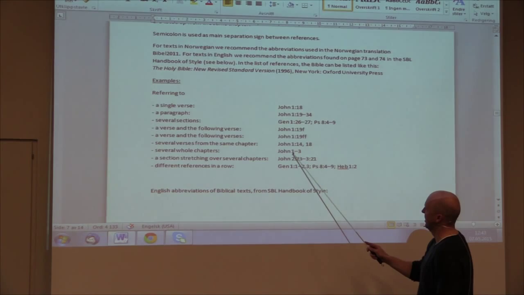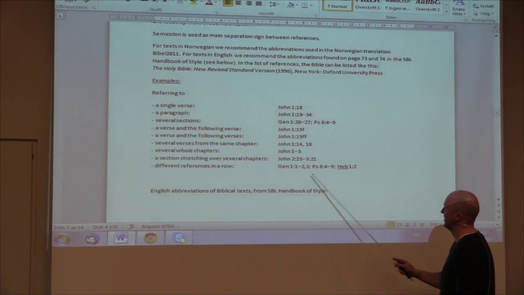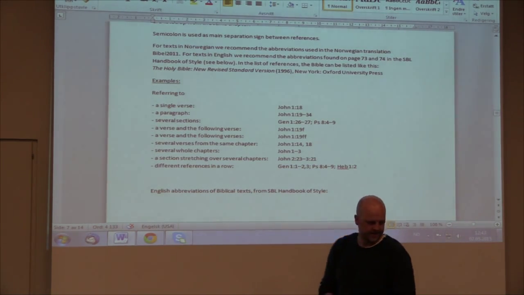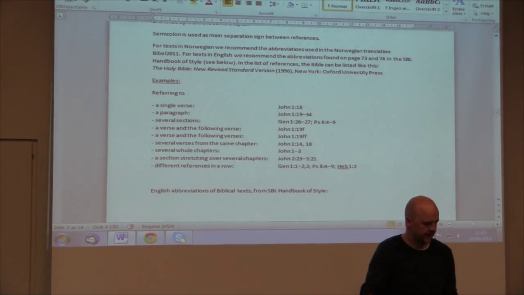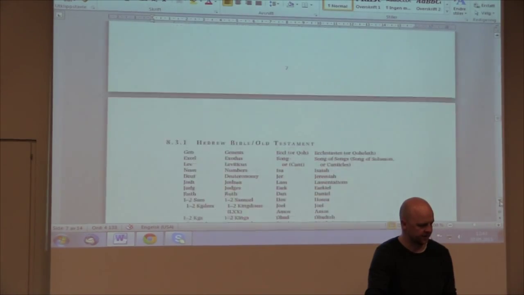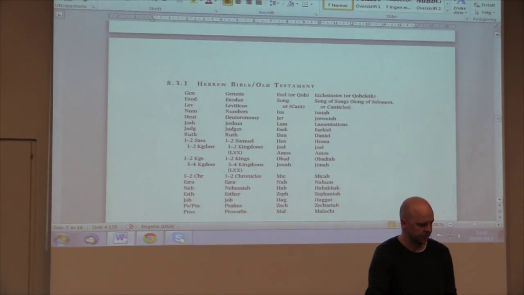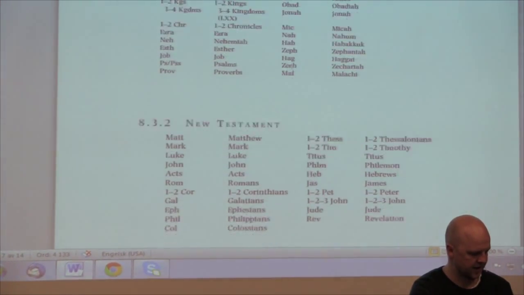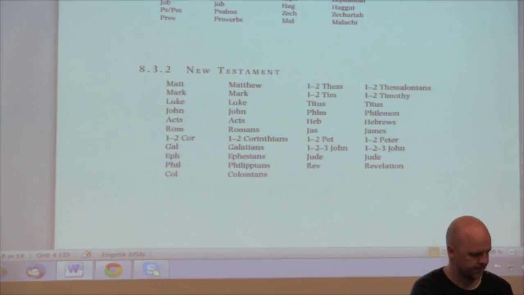And here there's from chapter 1 to chapter 3. Here it's from chapter 2, verse 23 to chapter 3, verse 21. And you use a semicolon to distinguish between different texts. And in this document, we have even given the standard English abbreviations of all the books in the Bible, so you can know what's the standard abbreviation as well.